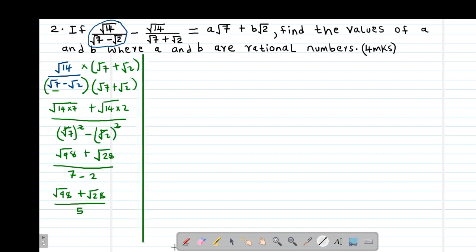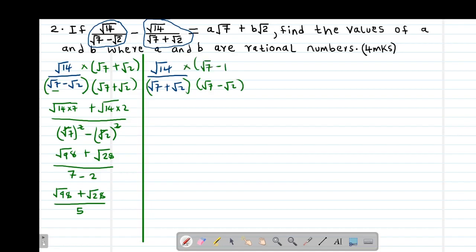So in our second part of the question, we also need to deal with this one here. I need to rationalize it. So it is the root of 14 divided by the root of 7 plus the root of 2. The conjugate, of course, will be the minus because it is addition. So the conjugate for this case will be the root of 7 minus the root of 2.